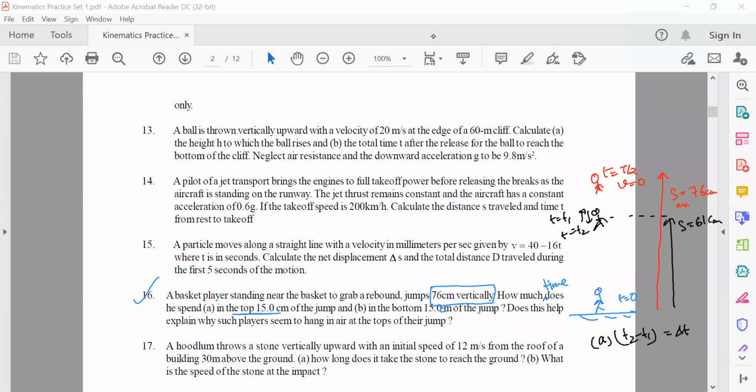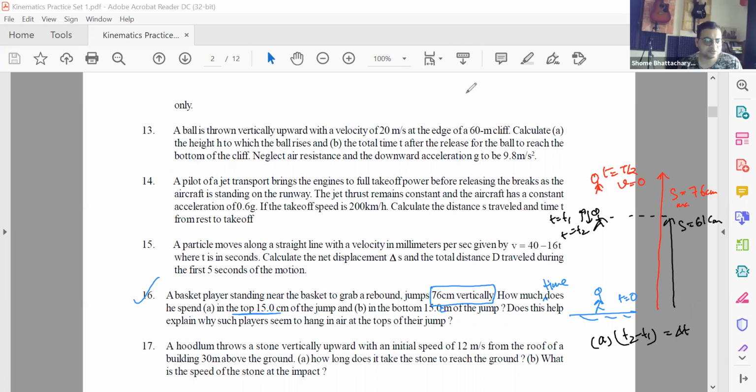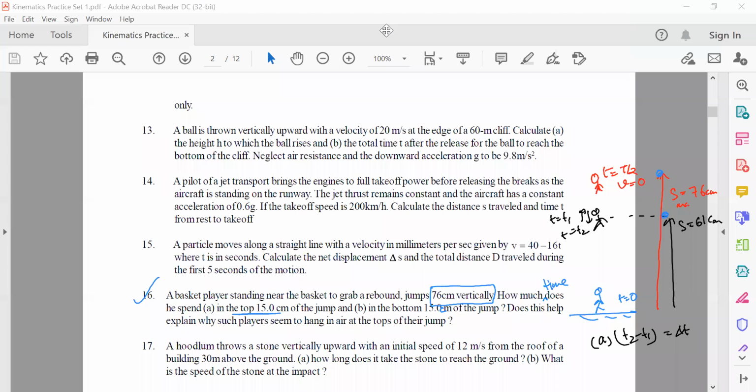Kirti, Anirudh, you have understood now? Sir, but how much time does he spend? Yeah, so we are calculating that. How much time does he spend in the top 15 centimeters of the jump? That means between this position and this position, how much time he spends. So that is t2 minus t1 only, no? Understood now the language of the question? Yes, sir. Now I got it. Anirudh, you also understood, no?